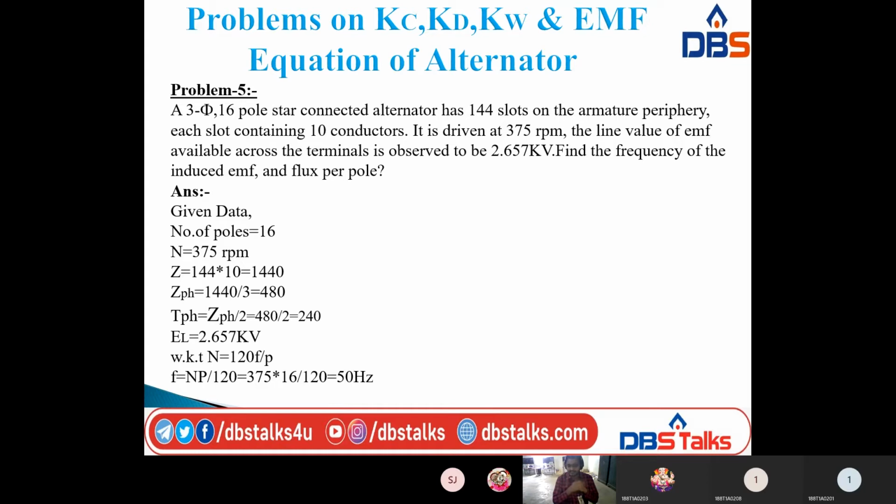You know the speed, that is 375 rpm, and the poles are 16. Frequency is equal to N into P divided by 120. So by solving these, you get 50 Hz frequency.